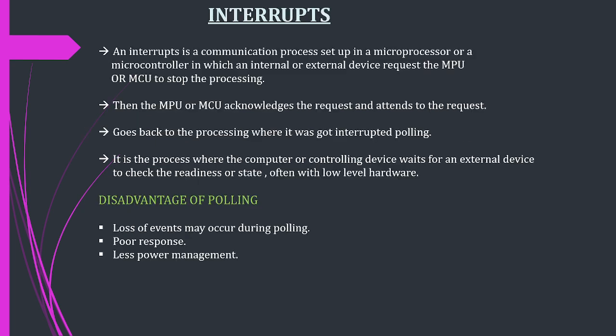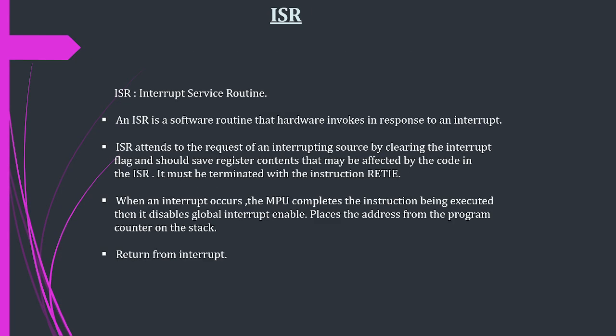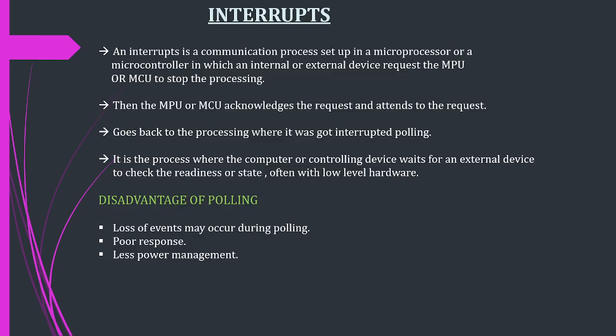Interrupts. An interrupt is an event that alters the sequence in which the processor executes the instructions. An interrupt is a communication process set up in a microprocessor or a microcontroller in which an internal or external device requests the microcontroller unit or the microprocessor unit to stop the processing. Then the microprocessor unit and the microcontroller unit acknowledge these requests and attend to the request. Then it goes back to the processing where it was interrupted.